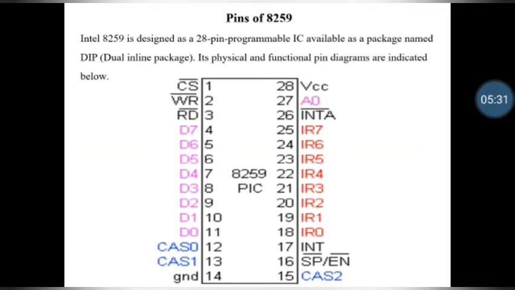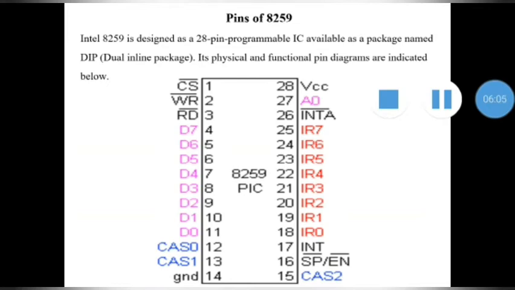Then the next signal is ground. This is for the power supply, or for the internal circuit of the PIC. Now the next signal is CAS2, pin number 15, which also comes in the same category as CAS0 and CAS1. The function of these three pins is the same.